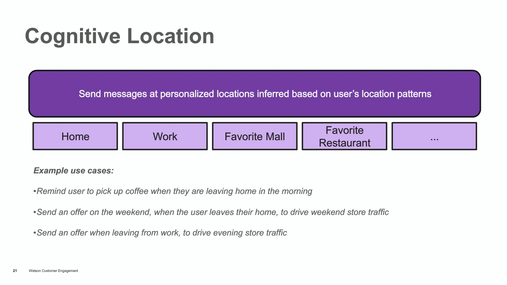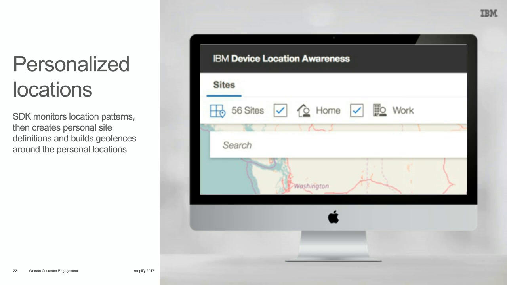It allows you to really engage the user at a location where they are very, very likely to engage with you. As you see on this slide, it's very easy to activate this capability. Literally, you check home and you check work on the UI that we have, and voila, you start tracking the user's home and work location and have the ability to reach them.